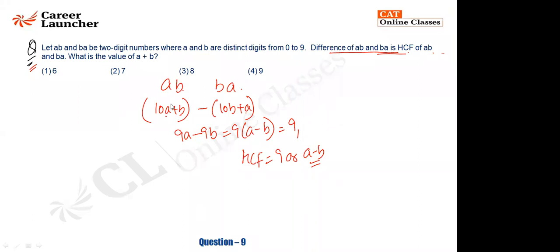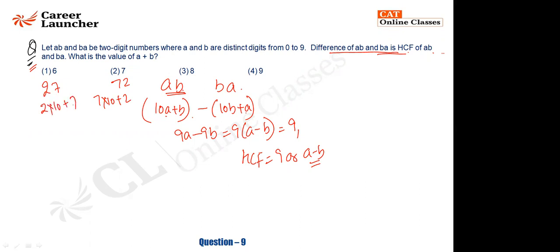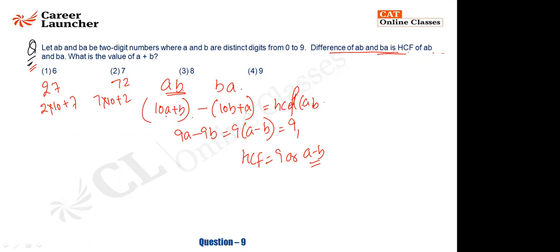So the number is AB and BA. I can write the number as 10A plus B, and AB is written like this because 72 is written as 7 into 10 plus 2. If you reverse it, it is 27. I can write it as 2 times 10 plus 7. So the difference between them is equal to the HCF of AB and BA.